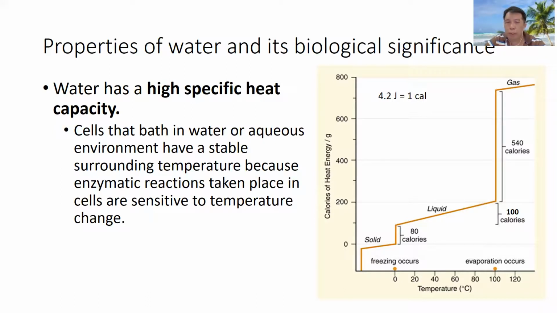Therefore, the tissue fluid, the blood, or the aqueous environments, meaning the aqueous habitat, can have a stable temperature. This is important for the survival of cells and of living organisms.